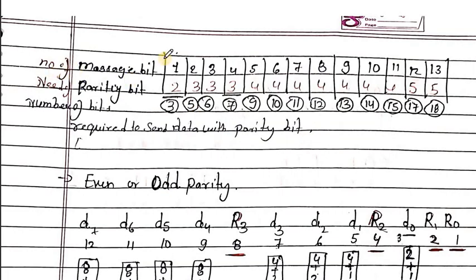Here is the table for the number of bits we want to send. If we want one bit of data, we need 2 parity bits, and the total length will be 3. If 2 bits of data, there is a need for 3 parity bits, and the length of the code will be 5.